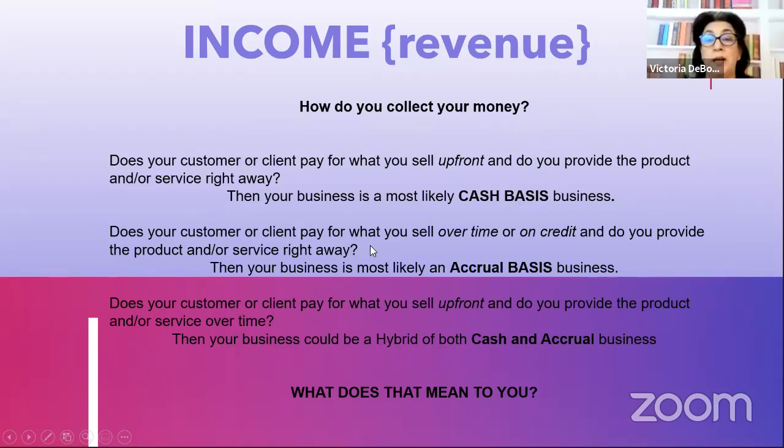Does your customer or client pay for what you sell over time or on credit? And then do you provide that product right away? Well, that's an accrual-based business. What it means is you have accounts receivable. You're billing a client, you're giving them a service, and you're waiting for money to come in from that client. Now, most of the time that money may come in 30 days, but if it doesn't, or you give longer terms than 30 days, then you may have provided or sold a product or a good, but you're not getting the money for that until a much later date. And that's going to affect what's in your bank account, of course.